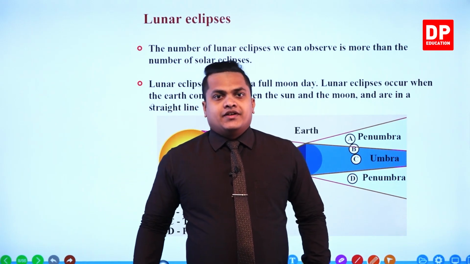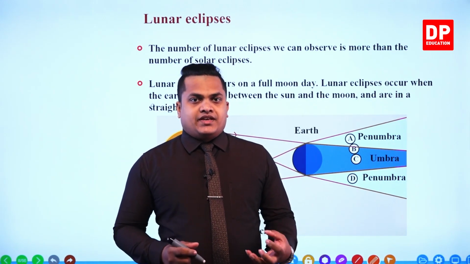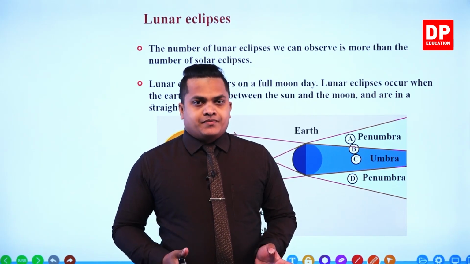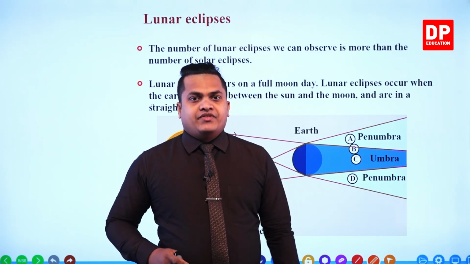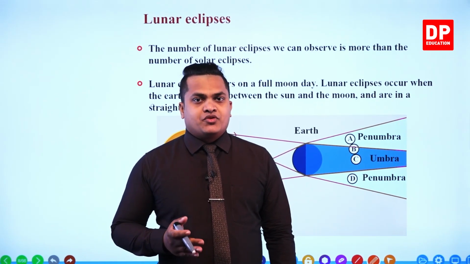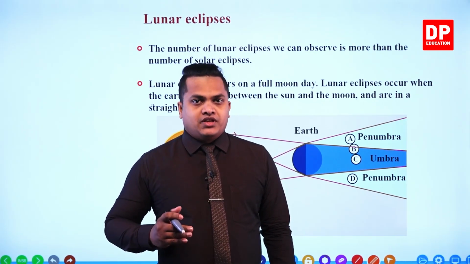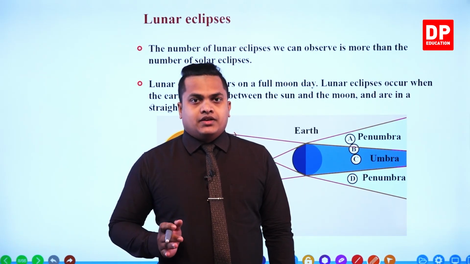So my dear children, in the earlier chapter we discussed several details regarding the solar eclipses. We discussed how solar eclipses occur, and we mainly discussed that a solar eclipse occurs because of the shadow of the moon falling on the earth, right?